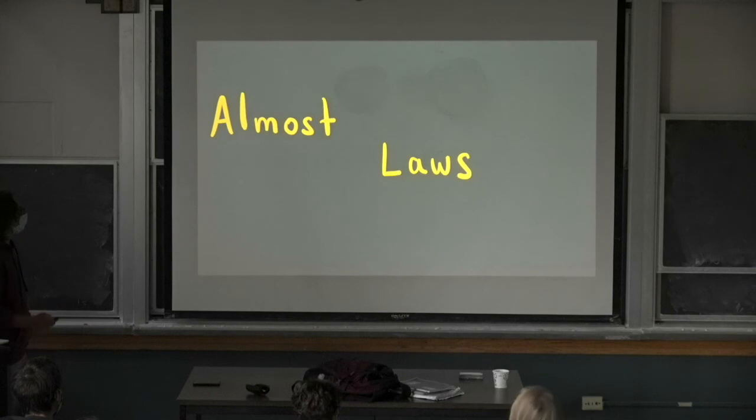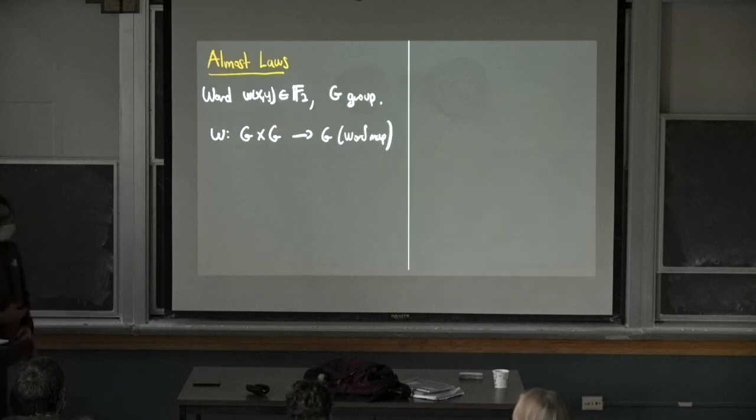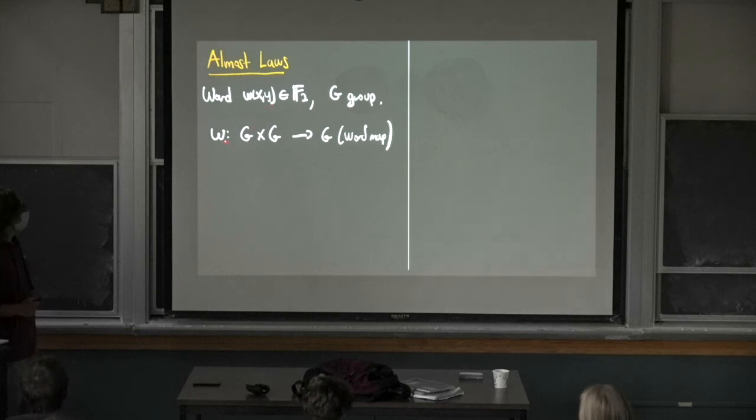Now I'm going to tell you a little bit about the proof. One proof of this arithmetic Margulis lemma is related to a question that I really like, about something called almost laws. What is an almost law? There's the notion of a law in a group. Given a word in two variables, x and y, this word gives you a map from the product of the group into itself. This is called a word map.